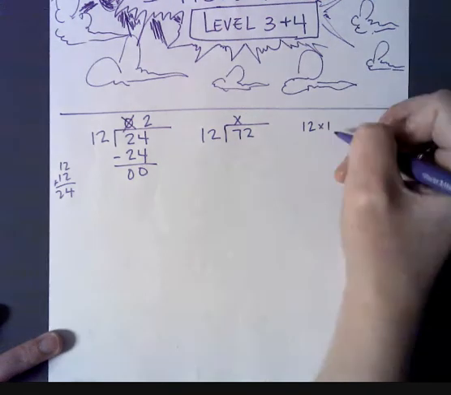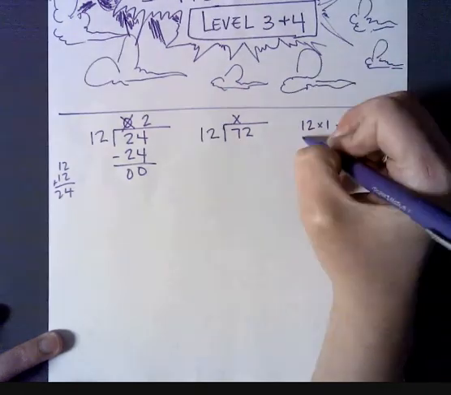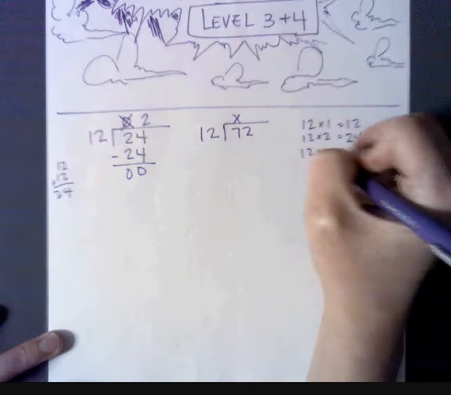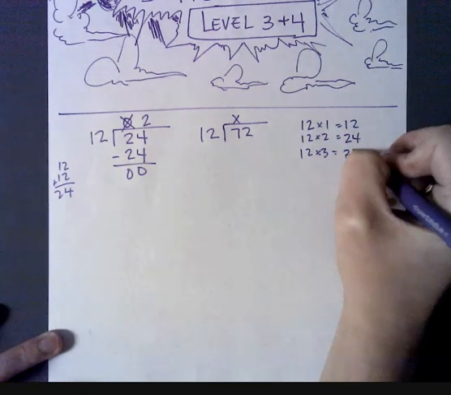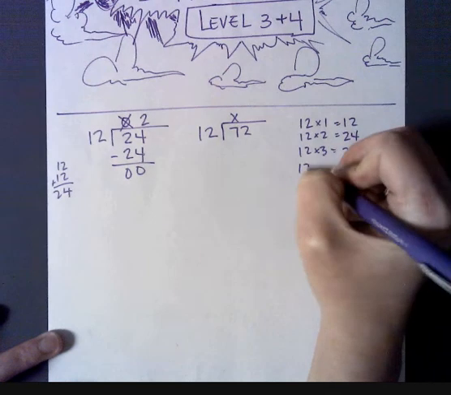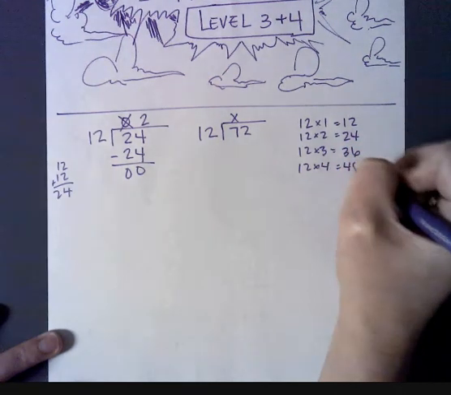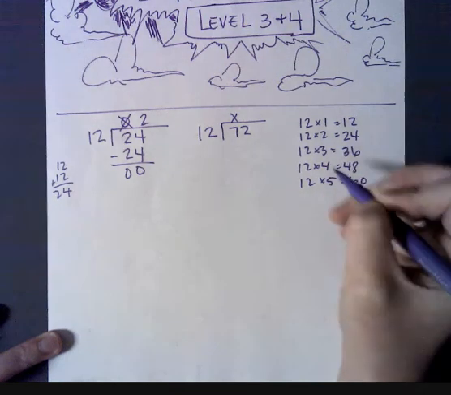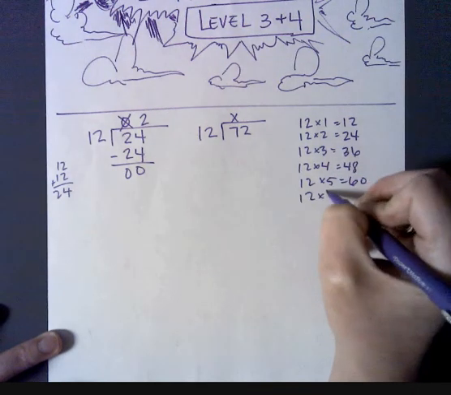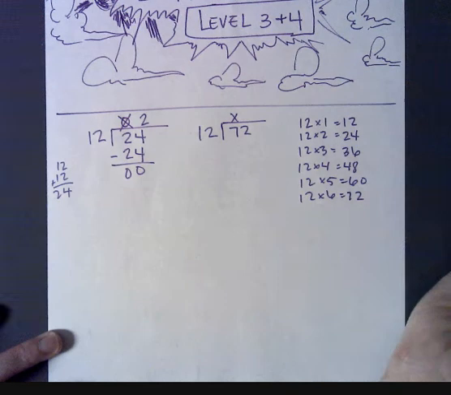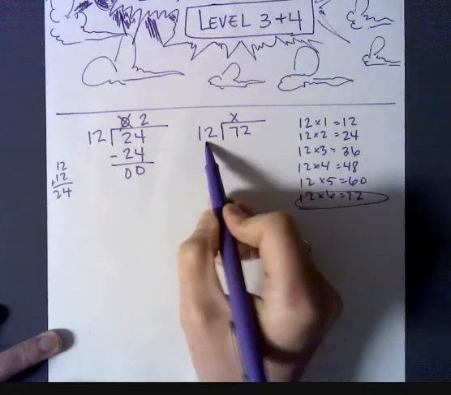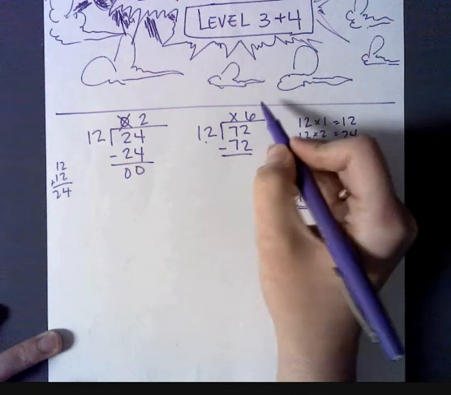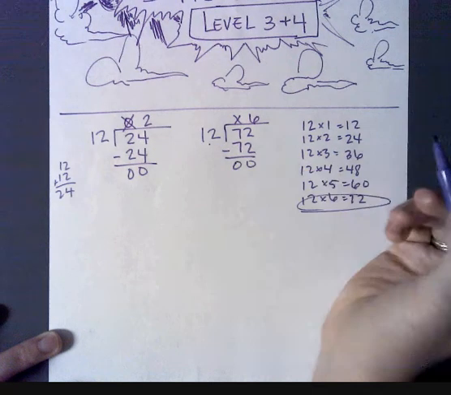So 12 times 1 is going to give me 12. 12 times 2 is going to give me 24. 12 times 3, 36. 12 times 4, 48. 12 times 5, 60. And then 12 times 6 is going to give me 72. So here is my answer. 12 times 6 is going to give me 72. Now I can subtract, and it's going to give me 0.